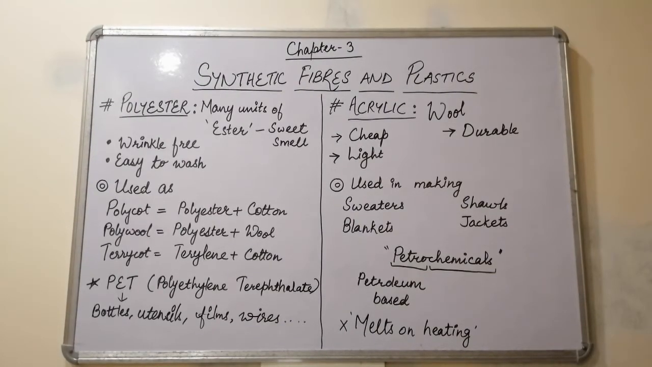In the previous class we had started with chapter number 3 of your science textbook, synthetic fibers and plastics. We have learned about the natural and artificial fibers, how they are synthesized, the artificial fibers or the man-made fibers, how they are synthesized in laboratories and factories in the form of polymer, which is a combined unit of different types of monomers.